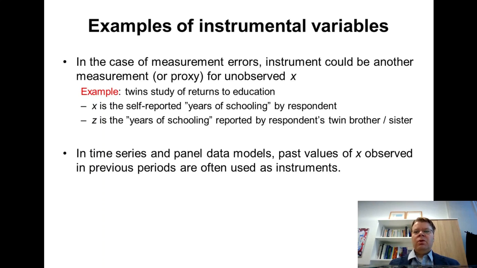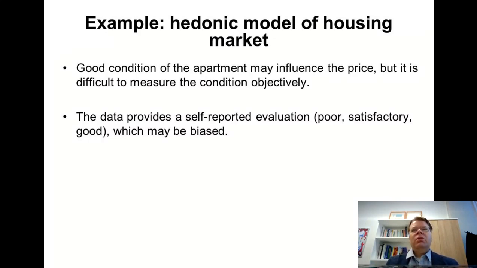So let me give you an alternative, empirical example of particularly these measurement errors. Let's get back to our hedonic model of housing market that we have considered so far. In this data set of Espoo housing market, we have also some information about the condition of the apartment. There is a self-reported evaluation with three levels: poor, satisfactory, and good. But I already mentioned that this kind of self-reported evaluation can have all sorts of biases, that one person might think that the apartment is in a very poor condition, while another person would see it as satisfactory. So this could be a source of a measurement error, which might cause some endogeneity bias in the econometric estimation.